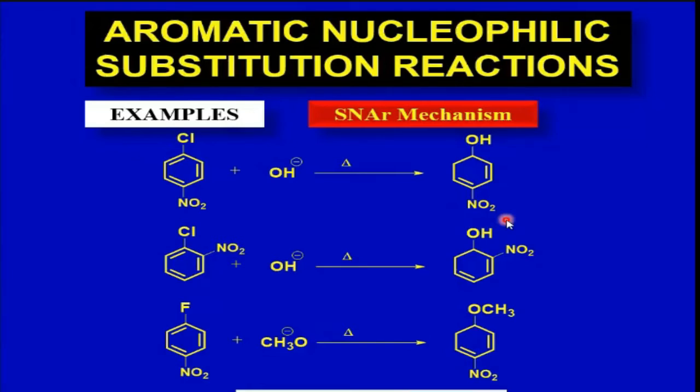So what it means is that the reaction is actually happening on this ipso carbon, and chlorine is here acting as a leaving group, while the nitro group here is an activating group, which means that it withdraws electron density from the ring, making it electron deficient so that this nucleophile or the base can easily attack the ipso carbon.